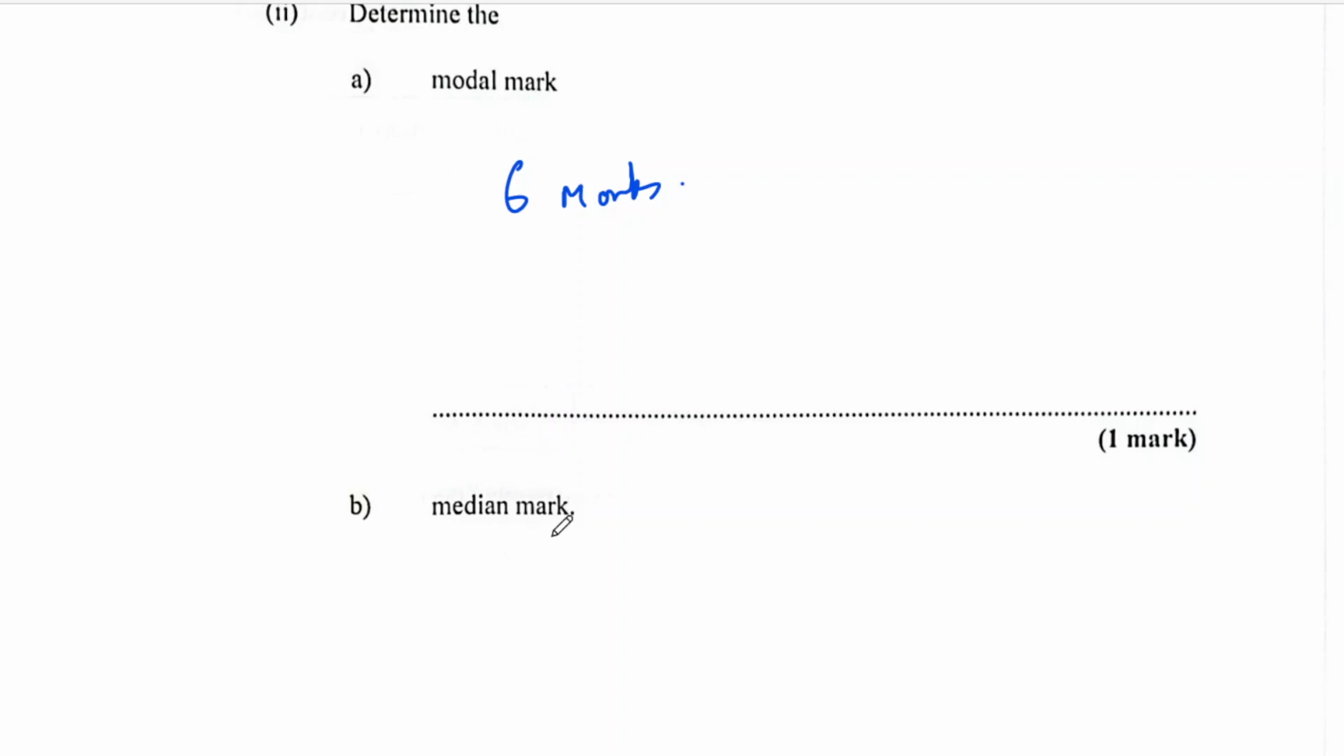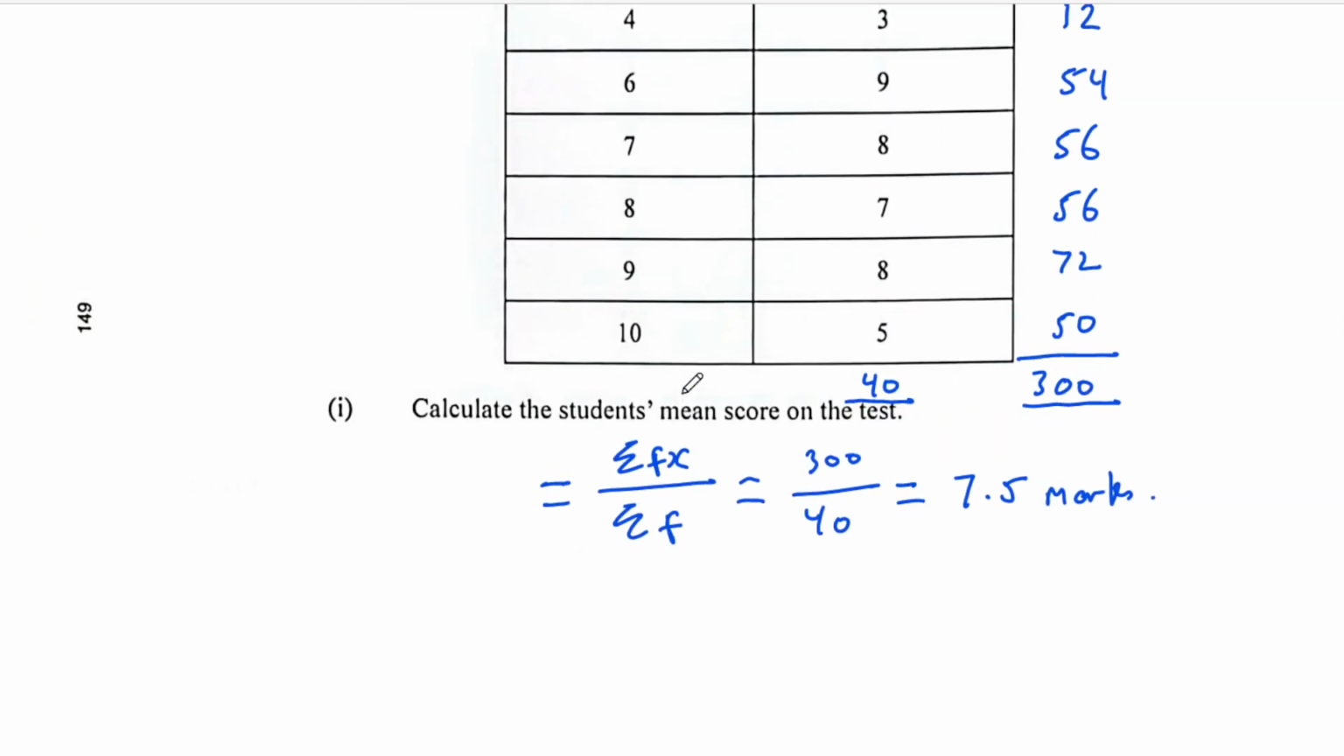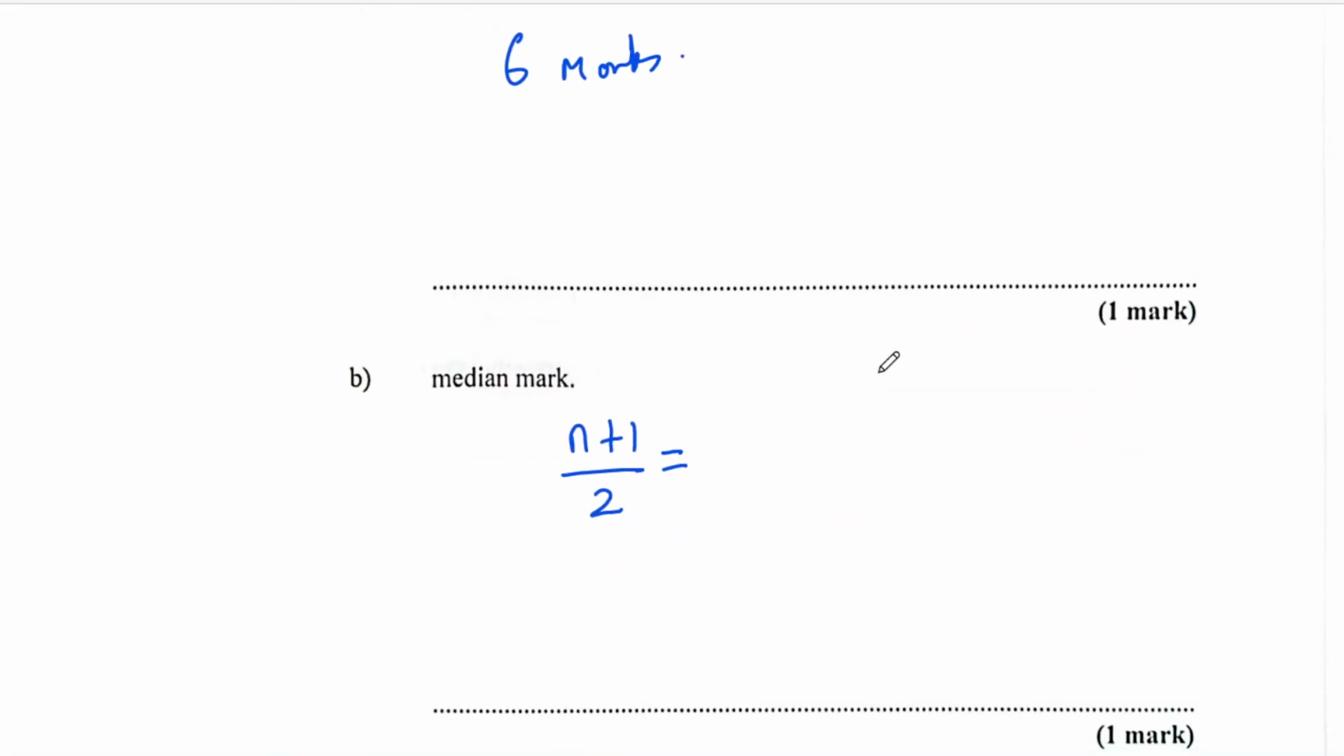So once we're dealing with a table and we have to find the median mark, that is given by (n plus 1) over 2, where n is your total frequency, right? The total frequency in this question was 40, so therefore n is going to be 40. So it's 40 plus 1 over 2, which will be 41 over 2, which will be the 20.5 value. Please note that this is not your answer. This is telling you the position of the median mark.